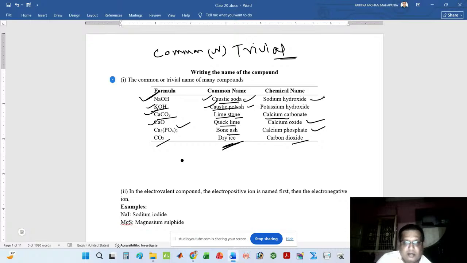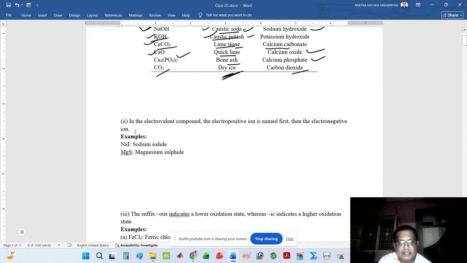Next, let us move to another point, electrovalent compounds. In an electrovalent compound, the electropositive ion is named first, then the electronegative ion. If I want to explain this rule, let me explain. Suppose you take sodium chloride. This is an electrovalent compound.